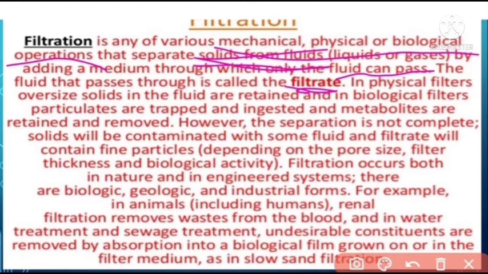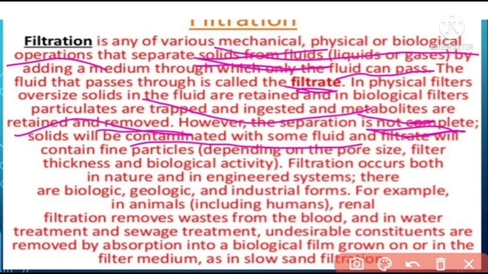Particulates are trapped and ingested, and metabolites are retained and removed. However, the separation is not complete, because the solid will be contaminated with some fluid and the filtrate will contain fine particles, depending on the pore size of the filter paper.